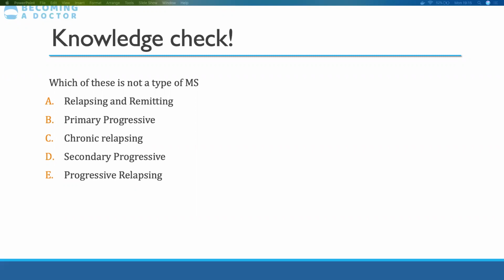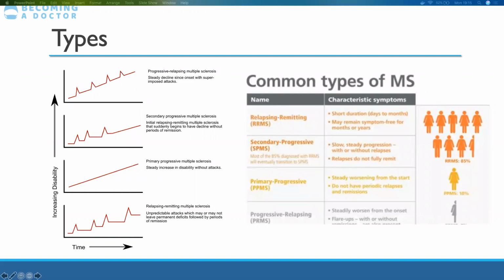share results. Okay, so yeah, most of you got that right. It is chronic relapsing. That's not a type of MS. The others are a type, and it's shown over here.